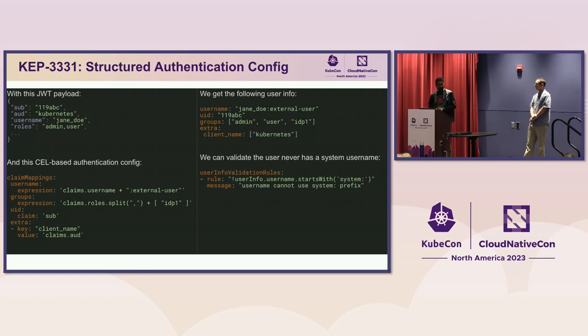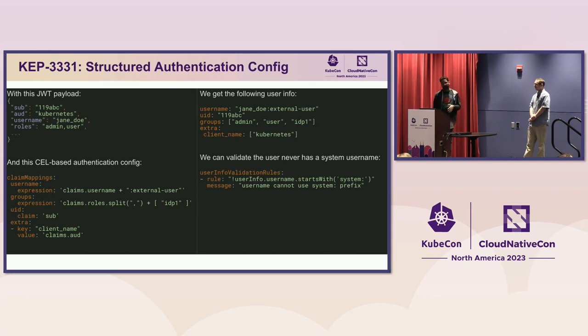It is unlikely that your corporate IDP has a concept of Kubernetes system users, right? It probably does not have any concept of a Kubernetes service account or a Kubernetes kubelet. And so a user info validation CEL expression basically lets you say, I never expect that to happen. And you can constrain that down, right? So this one is basically saying, hey, if for any reason I ever see a user that has a system colon prefix in their name, just flat out reject the authentication.